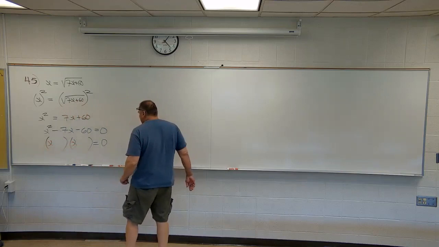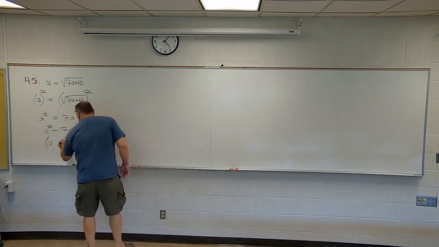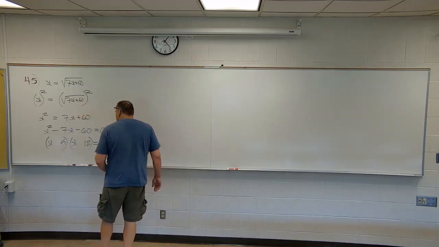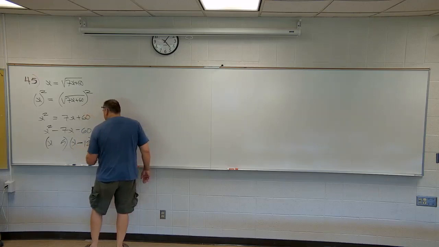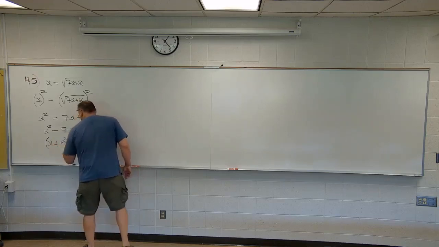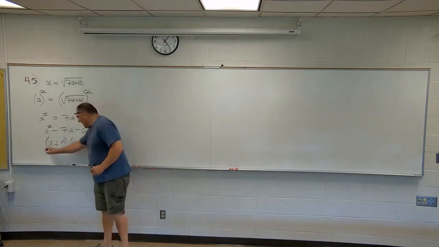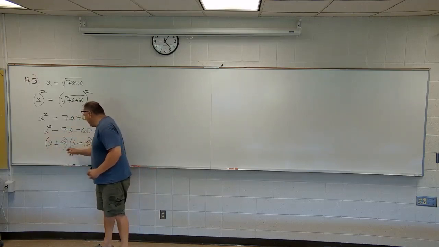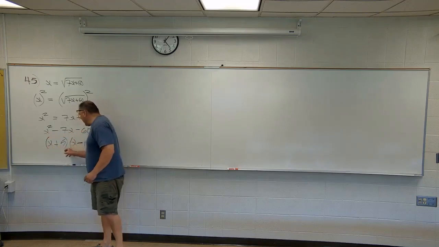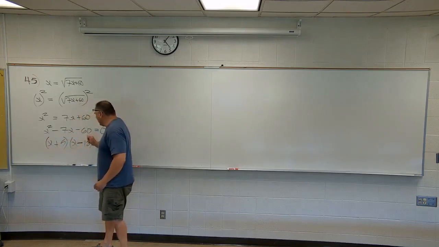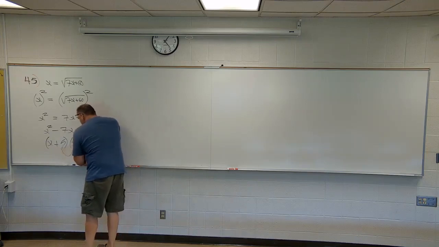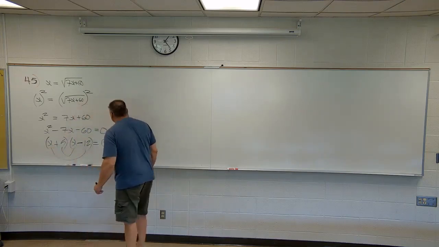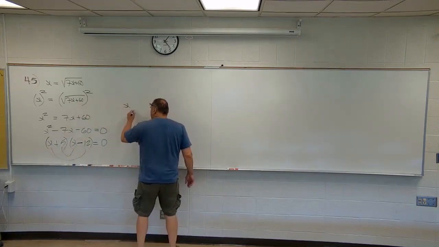X times x is x squared. Here's a 12. Here's a 5. 5 times 12 is 60. I need it to be negative. Well, I'll make this guy a negative 12. That's a bigger absolute value, and I need a bigger absolute value. X times x, x squared. 5 times negative 12, negative 60. 5x and negative 12x gives negative 7x. Right on the mark. That's what we want.